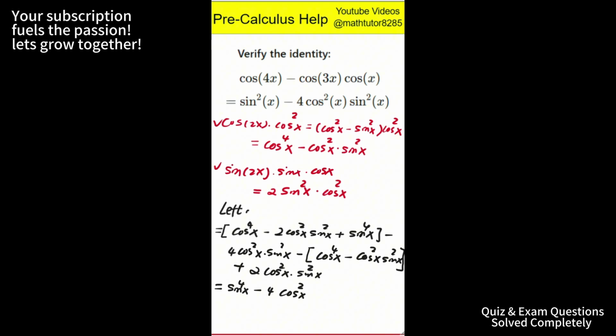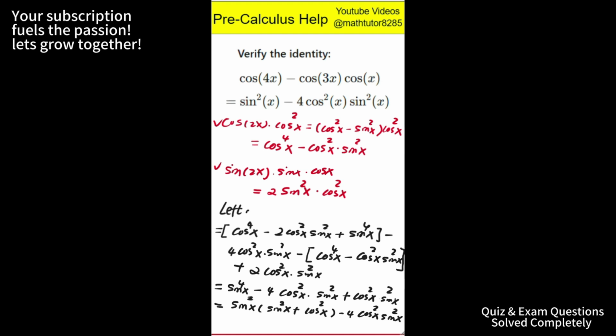The combined terms give us sine to the fourth power of x, minus 4 times cosine squared x times sine squared x, plus cosine squared x times sine squared x. This simplifies to sine squared x times the sum of sine squared x and cosine squared x, minus 4 times cosine squared x times sine squared x.